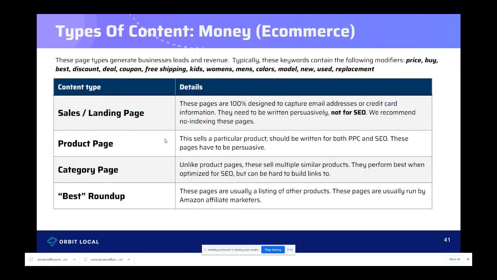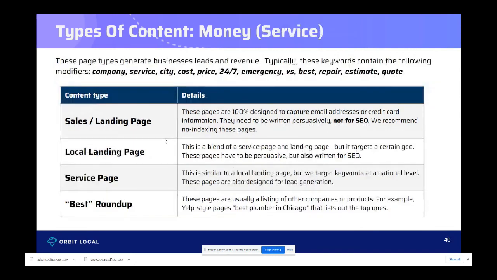Same thing with e-commerce sites. In the last example, we looked at a service page. These keywords would be representative of the buying cycle for those, towards the bottom. Someone's looking for cost or service or company. They're near the bottom of that buying cycle. So you need to produce these types of pages.